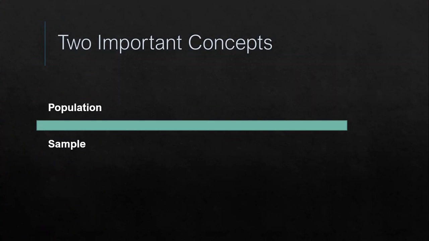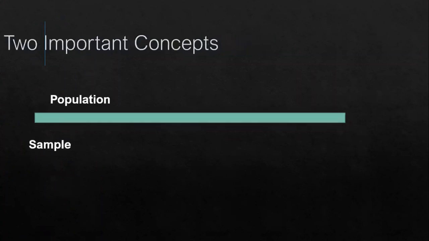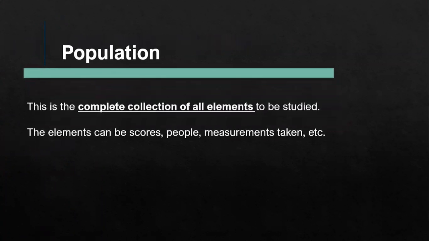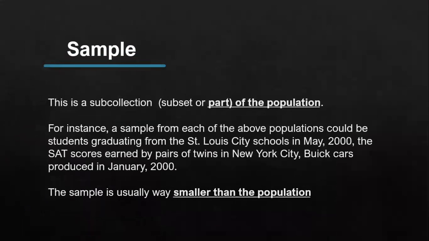This entire semester we've been dealing with two key ideas: there are things that are true about the population, and there are things that are going to be true about a sample. A population is the complete collection of elements to be studied. This is scores, people, measurements, whatever it is that we're looking at. The sample is a sub-collection, or that part of the population.